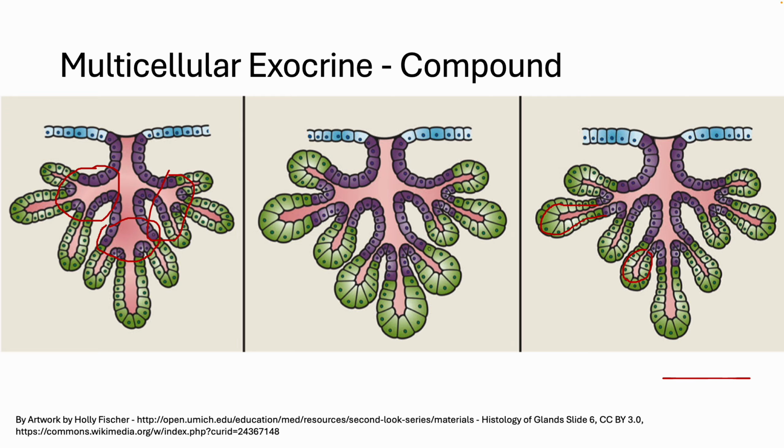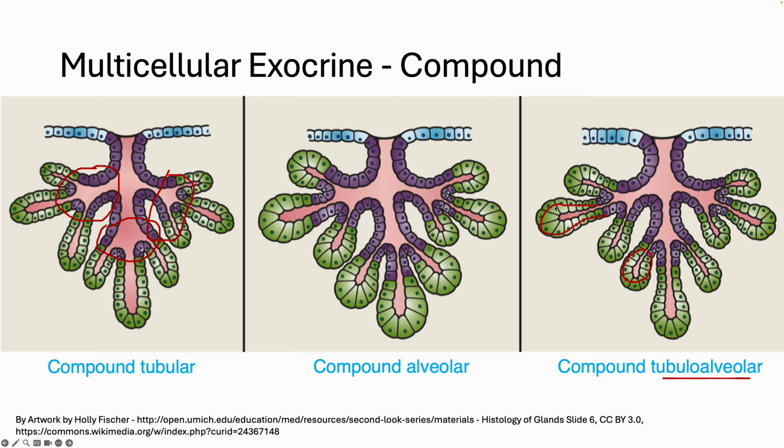All right, compound glands are where the ducts actually branch. You can see these purple cells are the ducts. Those are branching and forming multiple different routes to the cells that secrete. So you have compound tubular on the left, compound alveolar that are a little bit more rounded on the ends in the middle, and then compound tubuloalveolar, which are sort of a mixture of those. So you have some that are tubular and some that are more round.